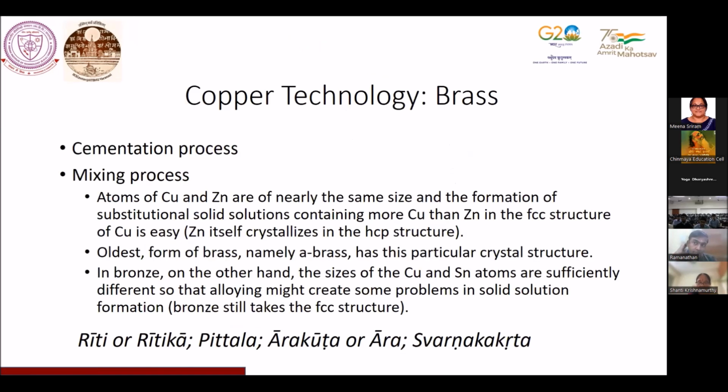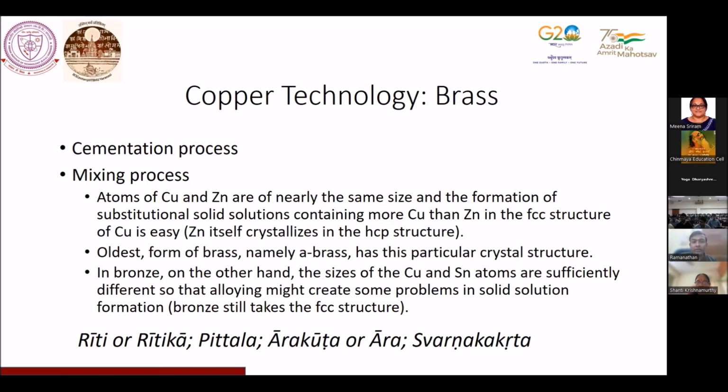When we talk of copper, alloys are also equally important, namely brass. Brass is referred to by various names in Indian languages: in Malayalam and Tamil it is referred to as pittala, pittalai, and in Hindi as pital. But in the texts we come across different names for brass, namely Riti, Ritika, Pittala, Arakuta, Ara, Swarnaka Krita. So these are the different names. And when you have different names for the same substance, that has often led to confusion for later scholars while making sense of the texts. This also I would like you to keep in your mind.